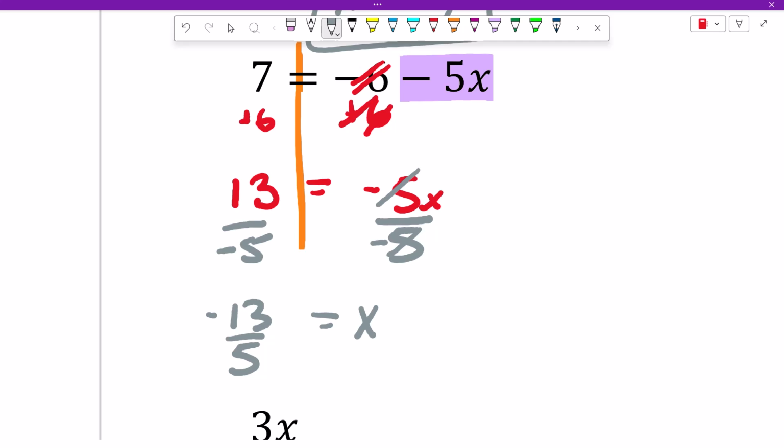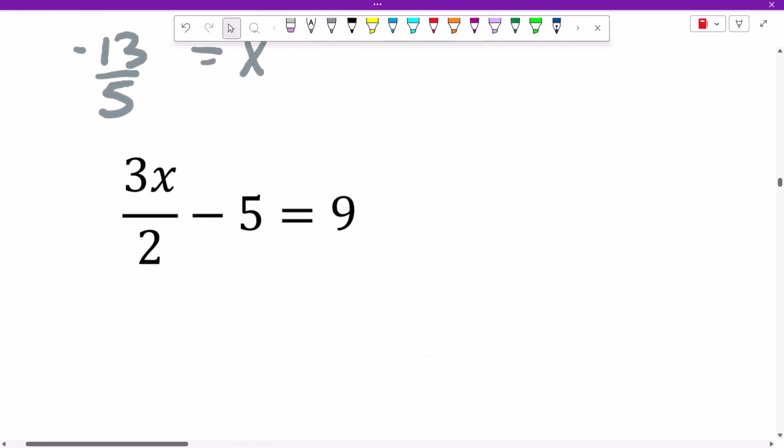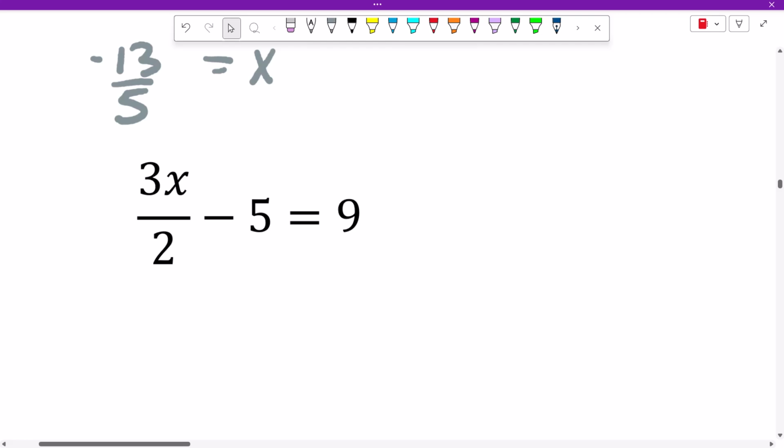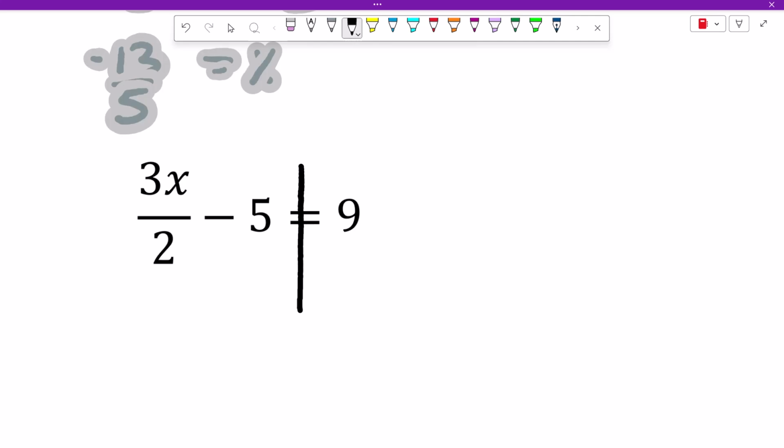Okay? The next level of difficulty is a question like this. So now we have a fraction. We go through the same steps. We split at the equal sign. What do we get rid of first? The 5 or the 3 and 2? The 5. Adding and subtracting 1, right?